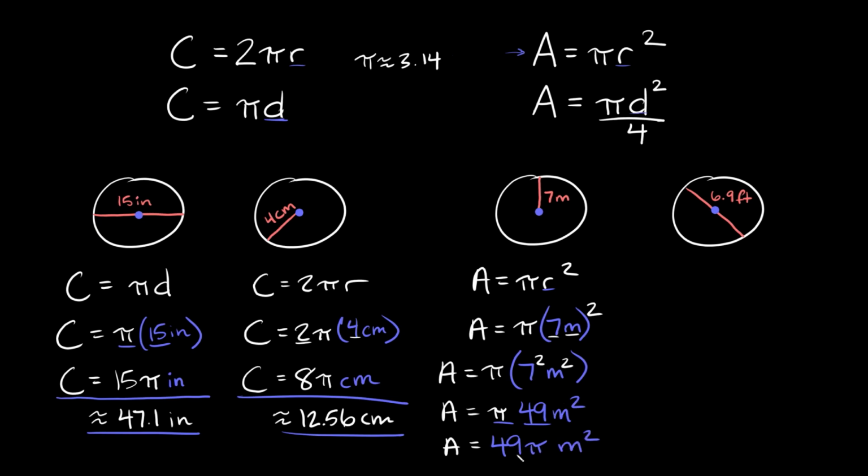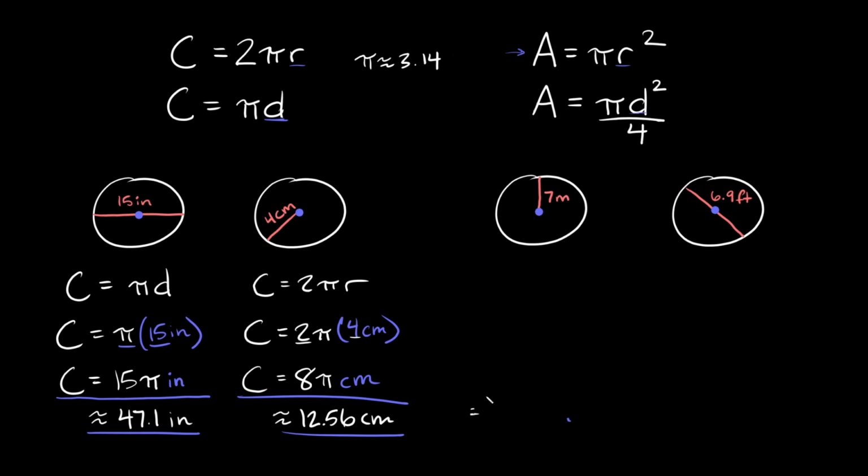Okay, and again, if you wanted to approximate the answer and just plug in 3.14 for pi, you would get that this is approximately equal to 153.86 meters squared. Okay, and I'm going to erase this just to make a little extra room for this last problem. So for this last circle, we're given that the diameter of the circle is 6.9 feet.